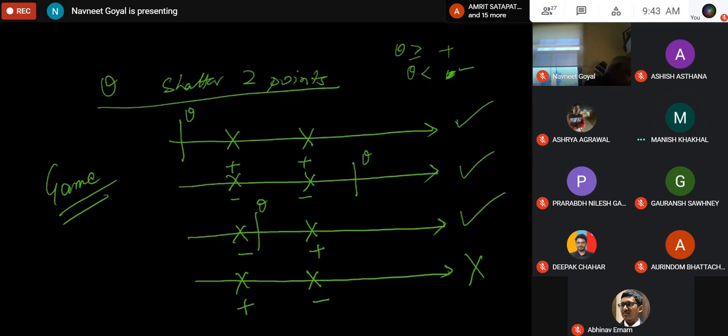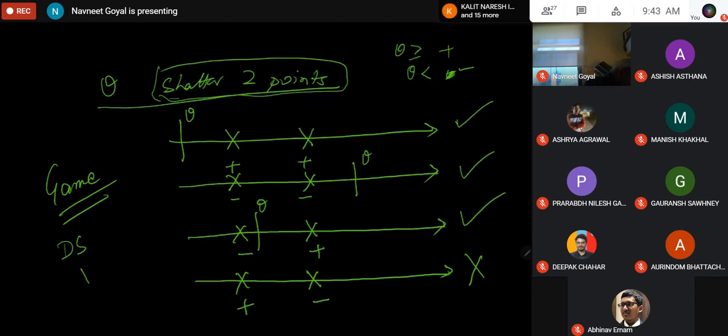So I laid a bet that you can shatter 2 points. Now I'm using the term shattering. Can you shatter 2 points with the thresholding function or the decision stump? The answer is no. So you lost the game. The decision stump, or the thresholding function theta, is not able to shatter 2 points, although it is able to shatter 1 point.